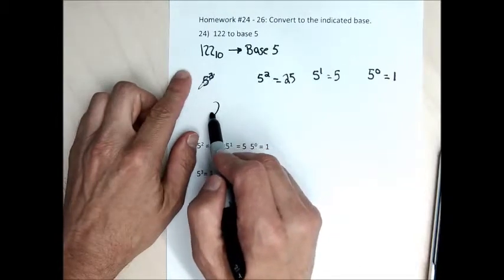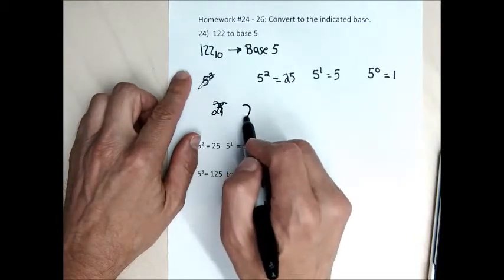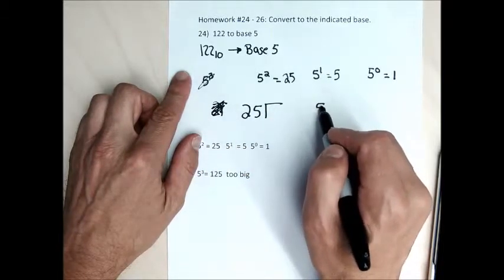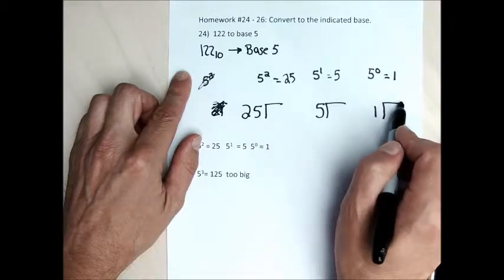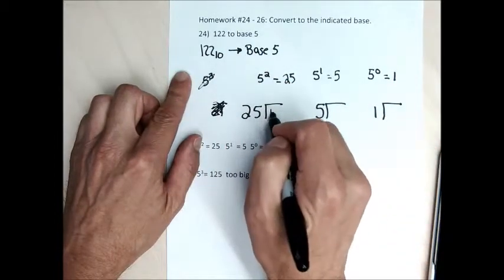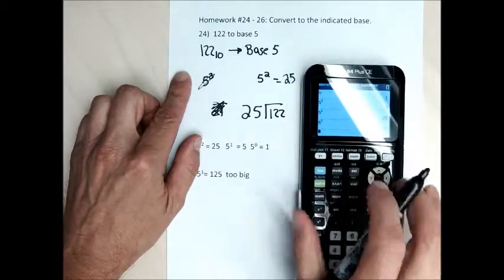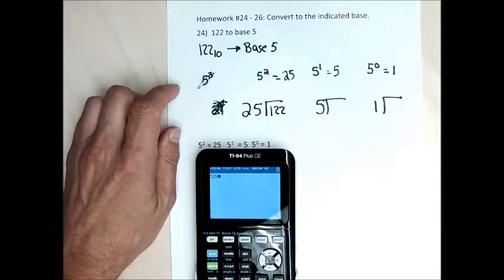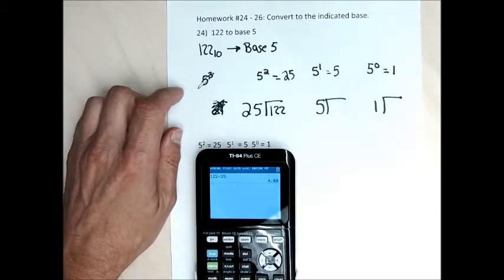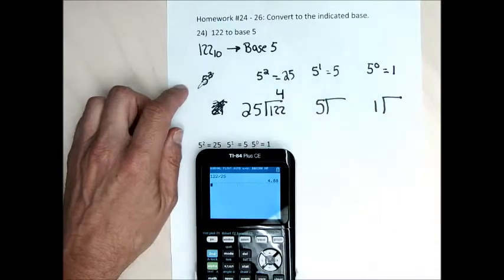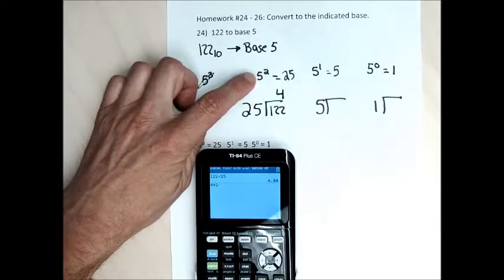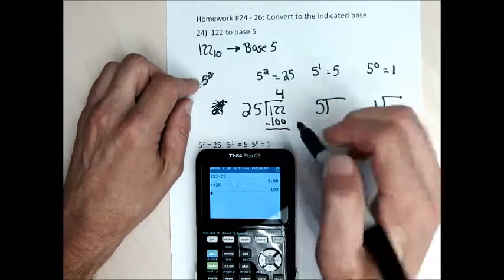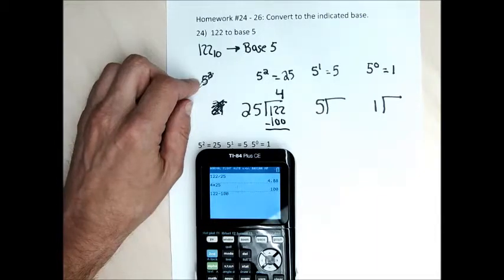to do 3 divisions. I'm going to divide with a 25 in front of my division bar, or outside my division bar, a 5 and a 1 outside my division bar. I'm going to take the 122 that I'm given, and now I'm going to divide. I'm going to divide 122 by 25, take the non-decimal part, which is a 4, multiply the 4 that I put on top of the division bar by the 25 outside the division bar, which is 100, and subtract: 122 minus 100 is 22.